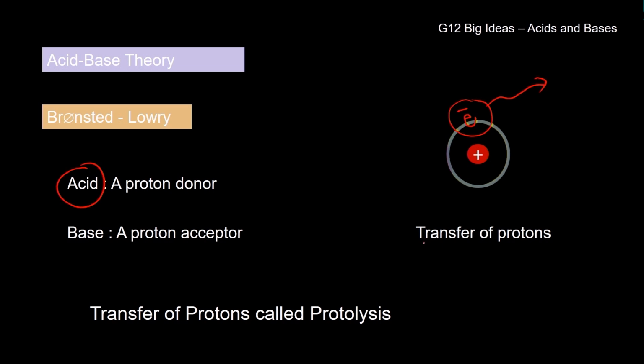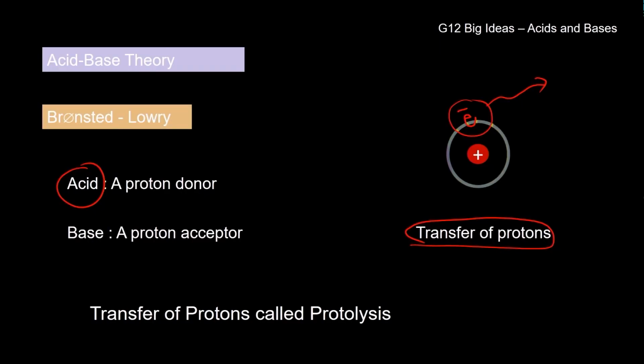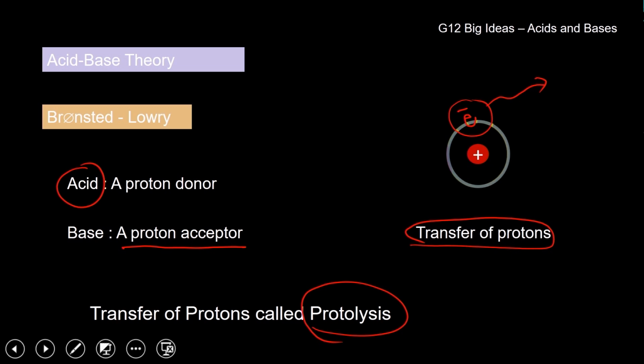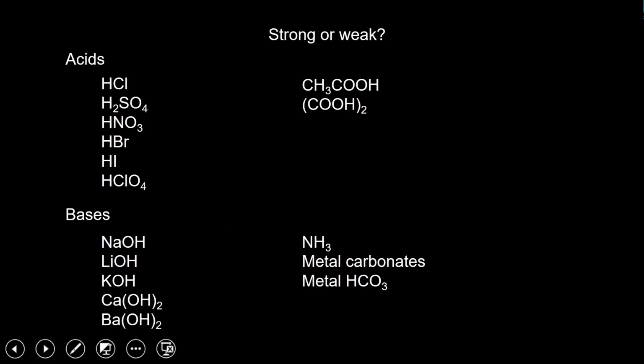A transfer of protons, that's what we're talking about here. So an acid gives a proton away. It is a donor. What about a base? A base is a substance that takes on that proton, and so it is known as the proton acceptor. There is this transfer of protons in this reaction, and the whole process, or this reaction, is called protolysis. Protolysis, the transfer of protons. What is the proton? The proton is the H plus ion. We know it as the proton.